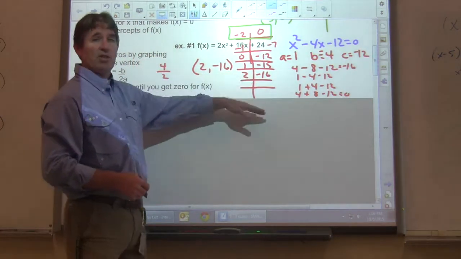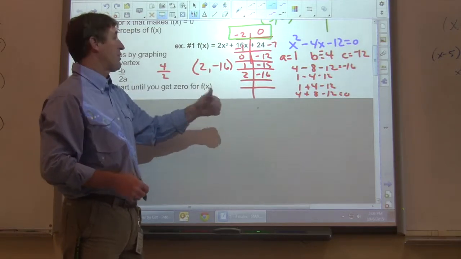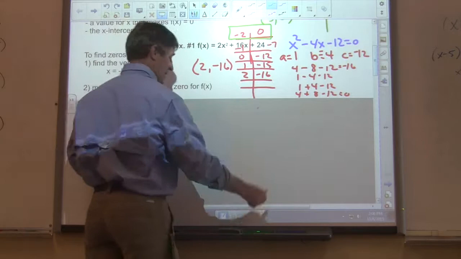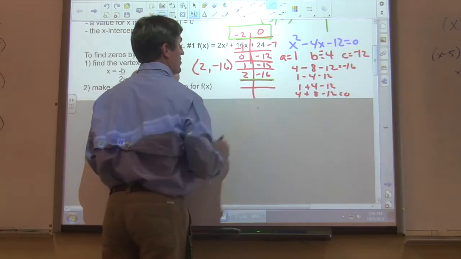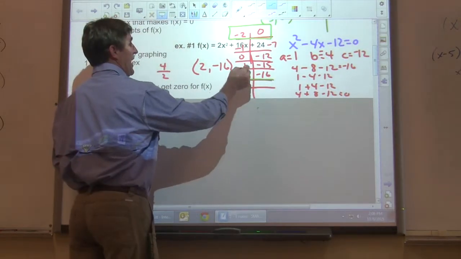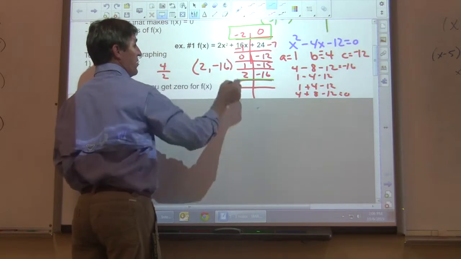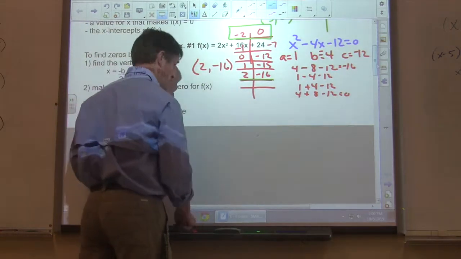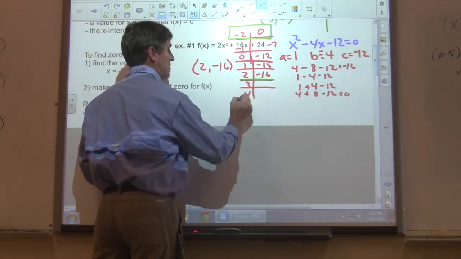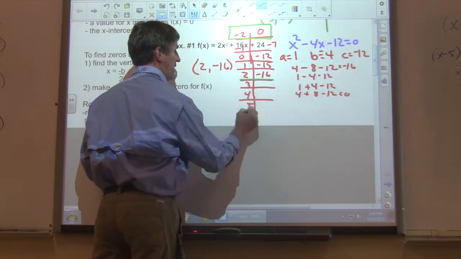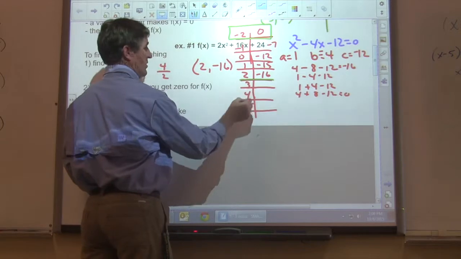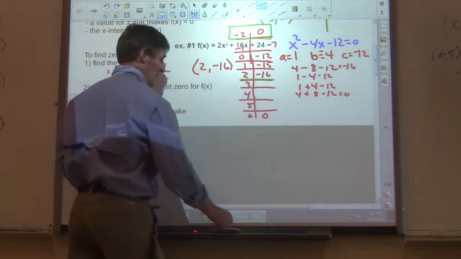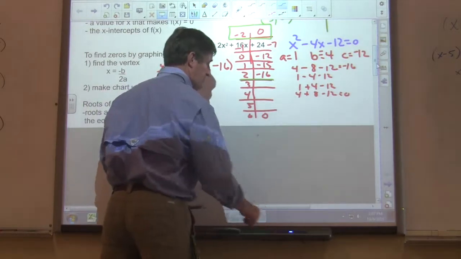Now, you could fill in the chart the other way, but remember, it's symmetrical. So our vertex was right here. There's our vertex. So we went down 1, 2, 3, 4 to get to -2. So we go up 4. 1, 2, 3, 4. So that means 6 is going to be 0. So we now have our answers.